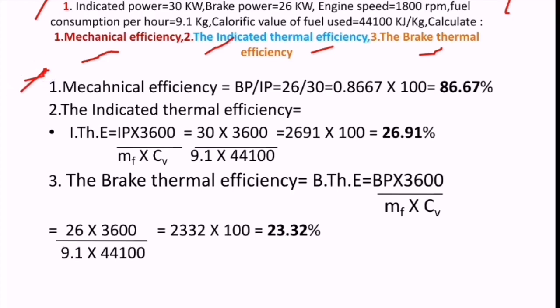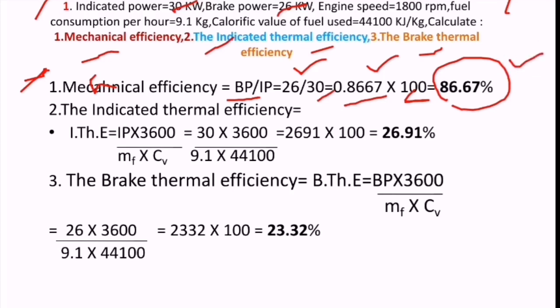The mechanical efficiency is BP by IP. BP is given as 26 in the question, and IP is given as 30. So 26 by 30 is 0.8667. Convert into percentage by multiplying by 100. So 86.67% is the mechanical efficiency, that is the first solution.